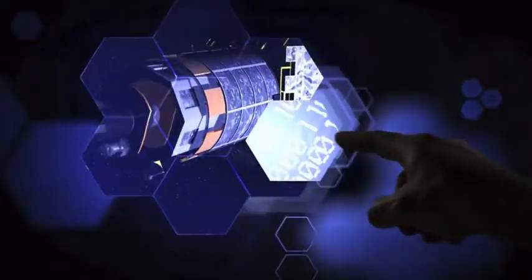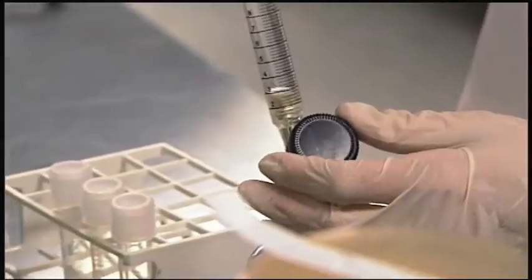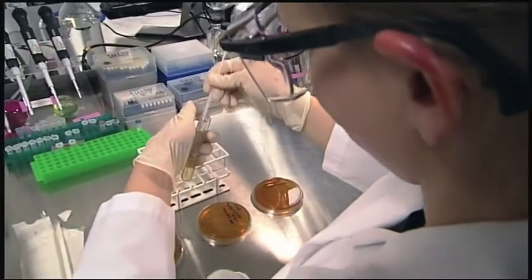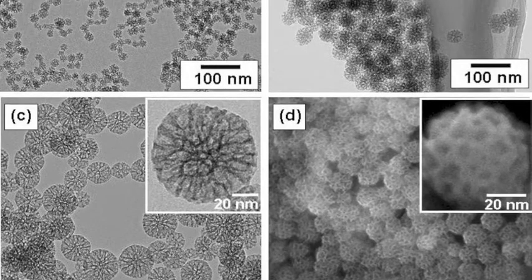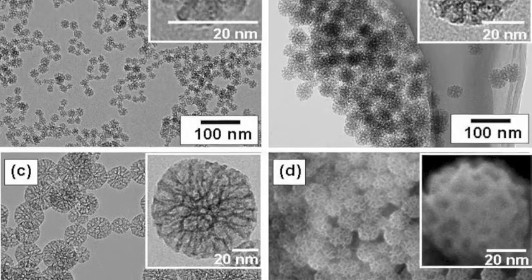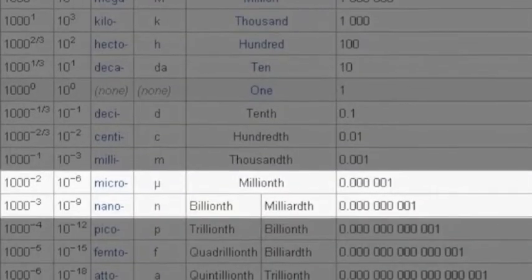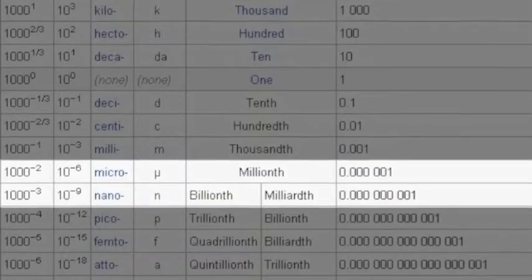The fast-growing field of nanotechnology has gained much attention in recent years. Nanotechnology is manipulation of matter in the fabrication of devices on the atomic scale. Nanomaterial, or nanoparticles, have a size range of 1 to 100 nanometers. Remember that 1,000 nanometers equals 1 micron.